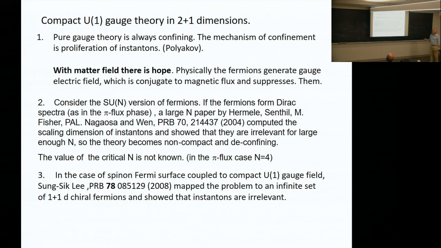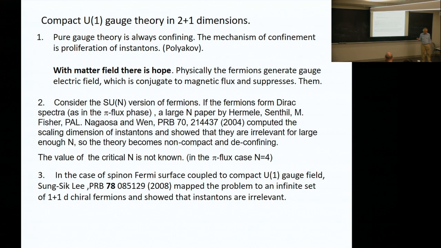But I think this paper settled that. This is a large N paper, where N refers to the number of authors. There are 6 of us. I thought we'd have safety in numbers. And I think this paper showed quite unambiguously that the scaling dimension of instantons becomes irrelevant for large enough N. So we're sure that if N is large enough, then we can have a deconfined phase. Now, what is the critical value of N? I think it's not known. For example, in the pi flux phase, the N there is 4. So whether that qualifies, we don't know. So I think this is one of the open questions in the field: the critical N.